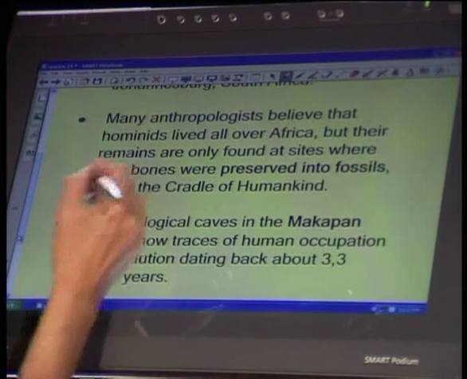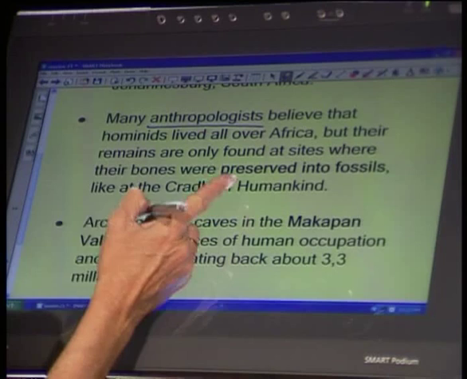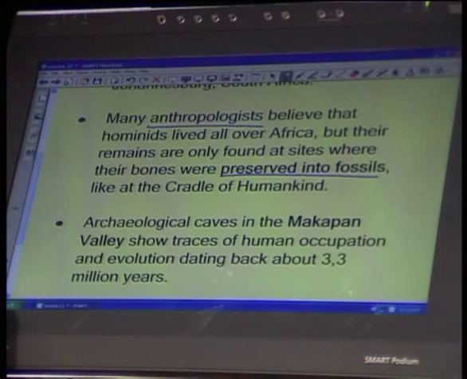Now, many anthropologists believe that the hominids lived all over Africa, but their remains are only found at sites where their bones were preserved into fossils. Remember, in order for a fossil to be preserved, you first have to have dust or silt over the bones. You can't have water washing it away because you'll have one leg there and an arm there and a head over there. To keep it all together, they must have died in a cave or some place, and a little bit of dust and salt going over the body parts and then compressing them into place. Otherwise, you end up with bits and pieces all over the show.